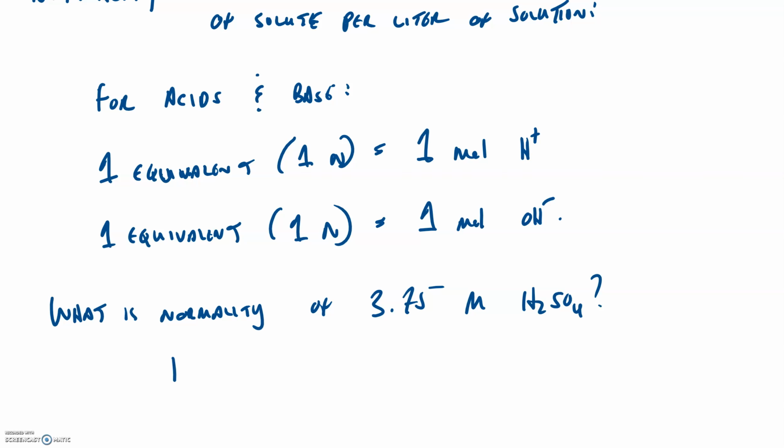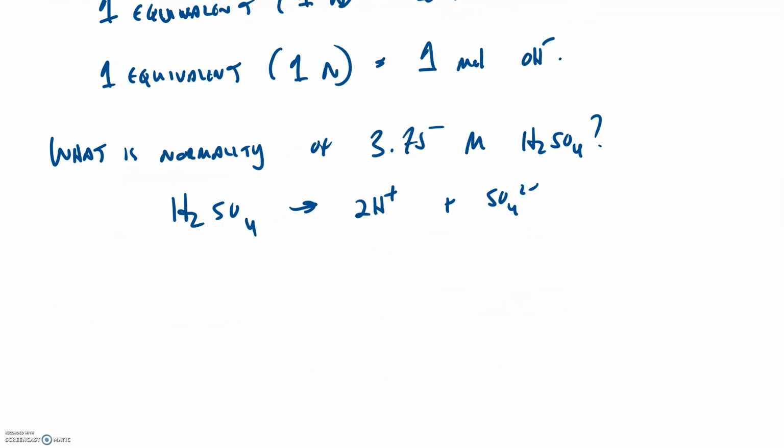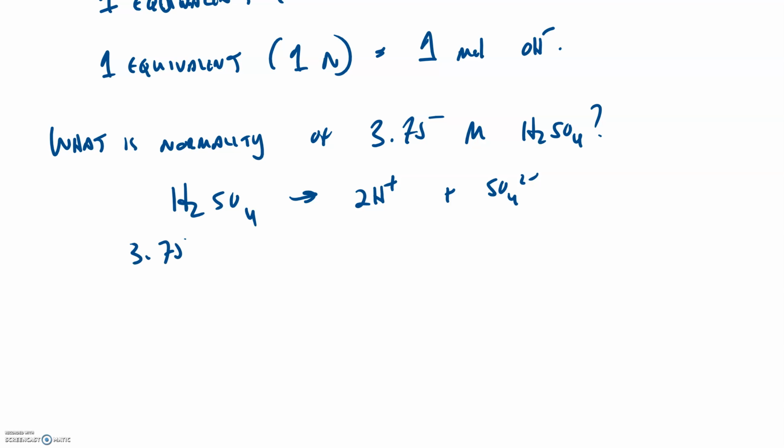Well, let's remember that H2SO4 dissociates into 2H+. And so, anytime we had 3.75 molar H2SO4, it would give us 7.5 molar H+. So, even though H2SO4 is 3.75 molar, it is 7.5 normal. All right, take that for a spin.